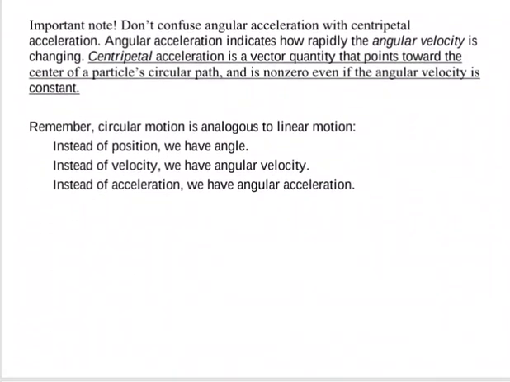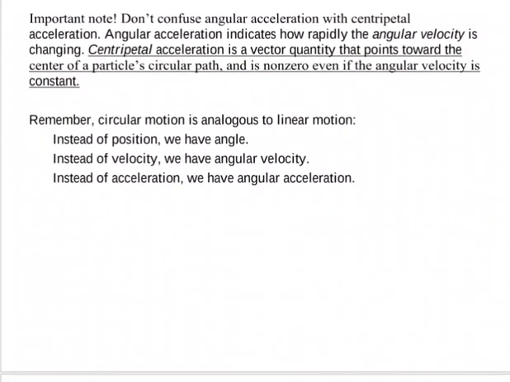So the important note is don't confuse angular acceleration with centripetal acceleration. There is always centripetal acceleration toward the center of the circle. Angular acceleration just tells you how rapidly the angular velocity is changing. If we don't have angular velocity changing, then we don't have angular acceleration. Centripetal acceleration is a vector quantity that always points toward the center of the circle. It's never zero if we have circular motion, okay?